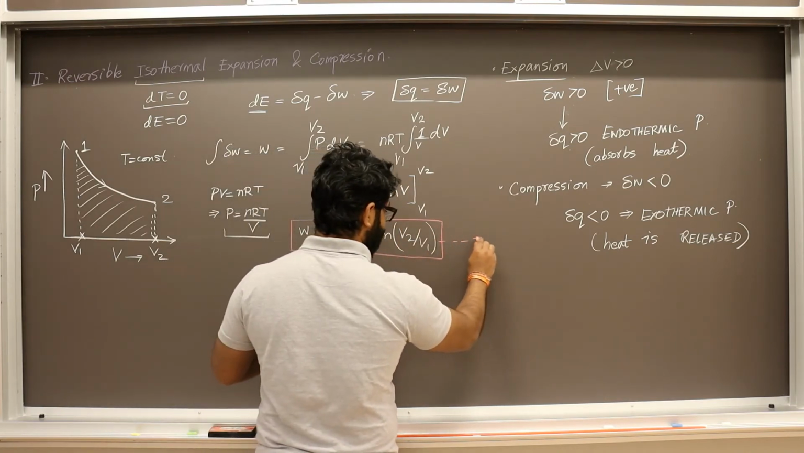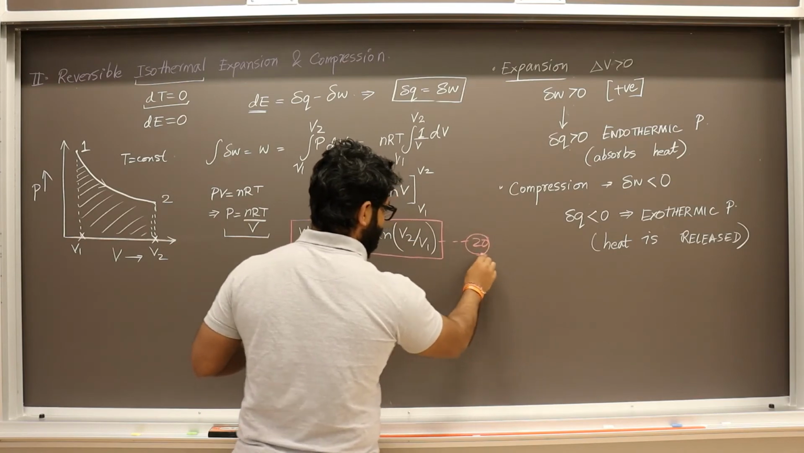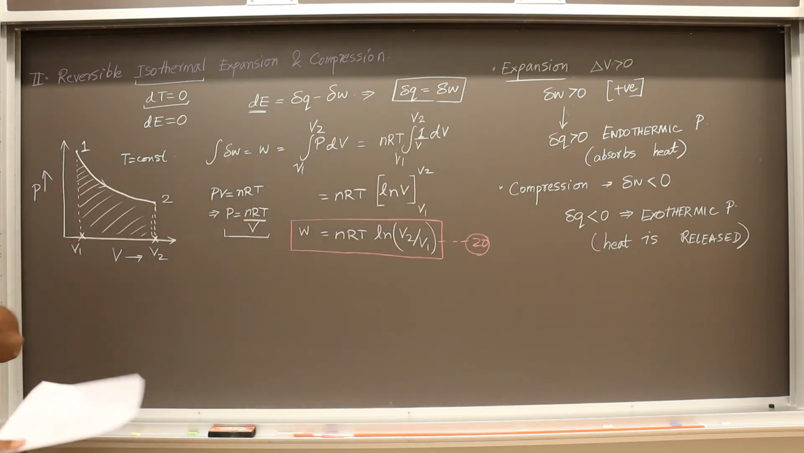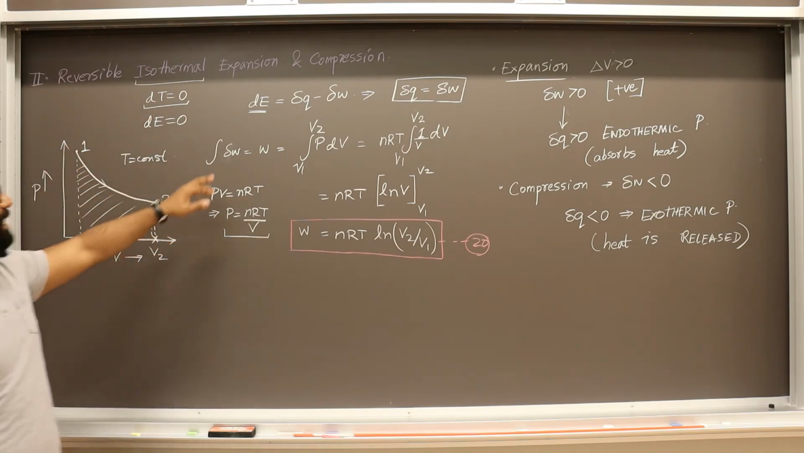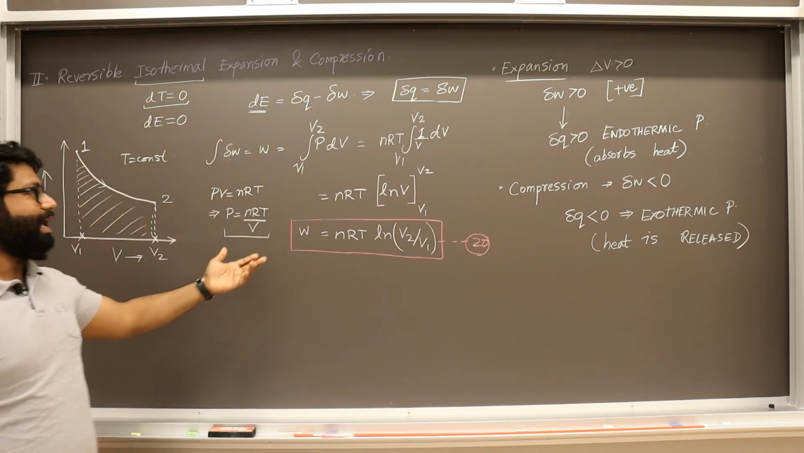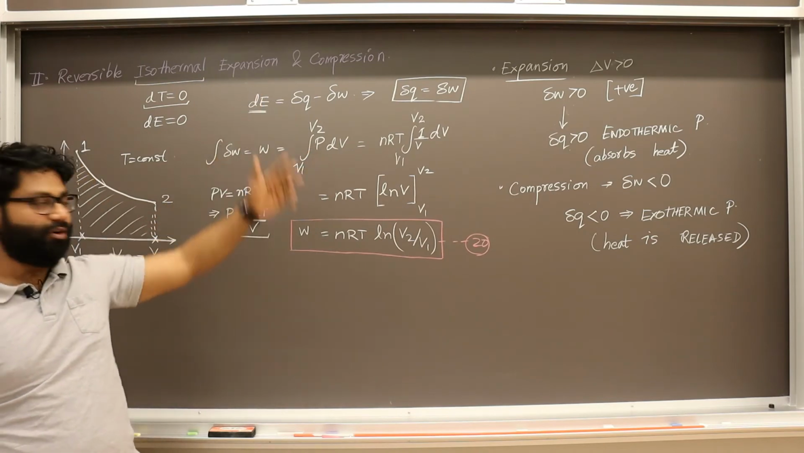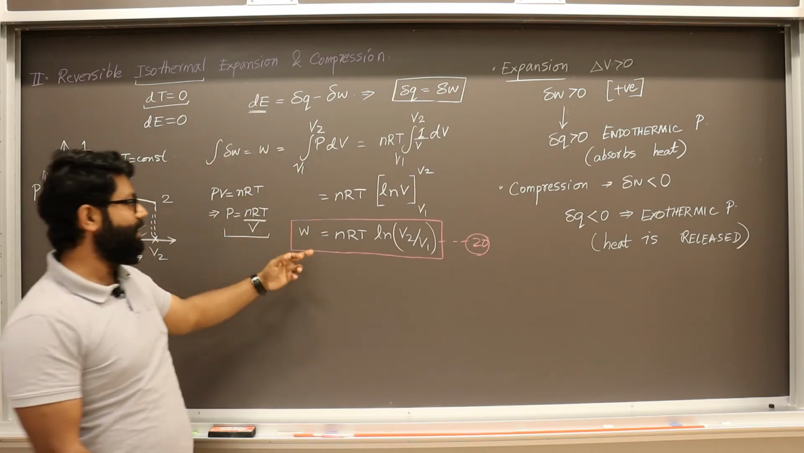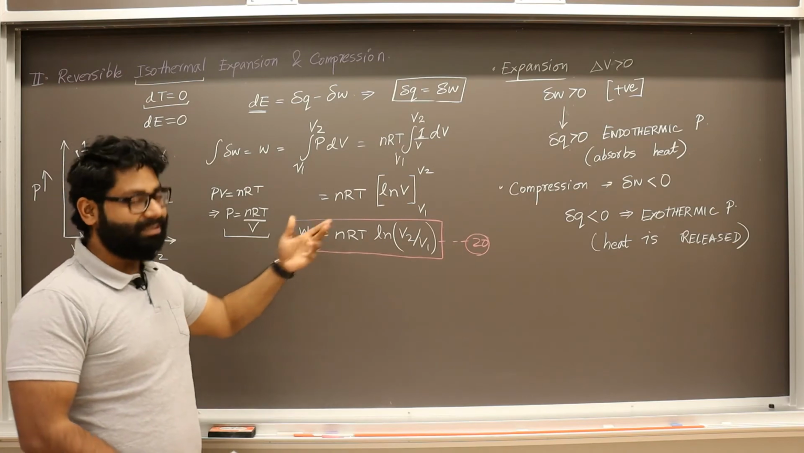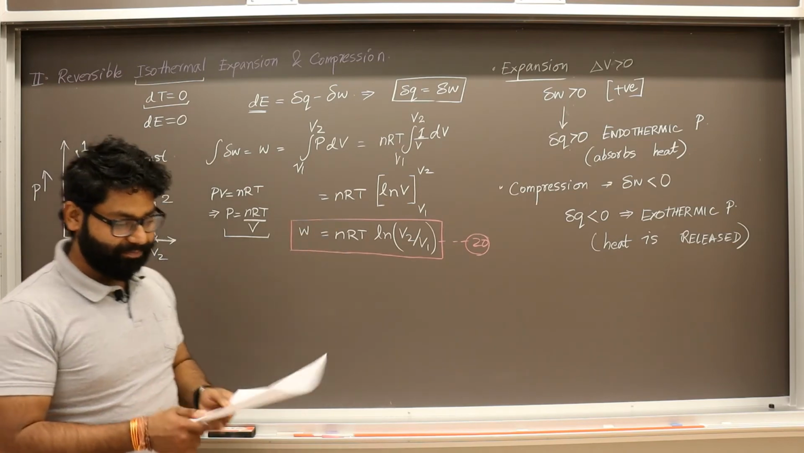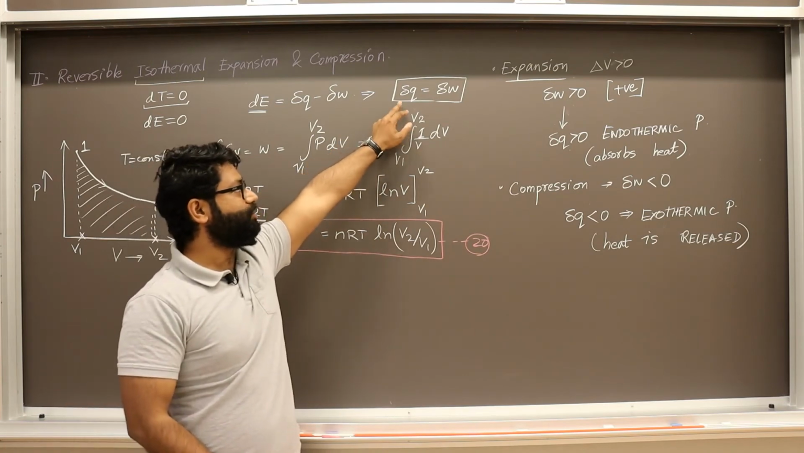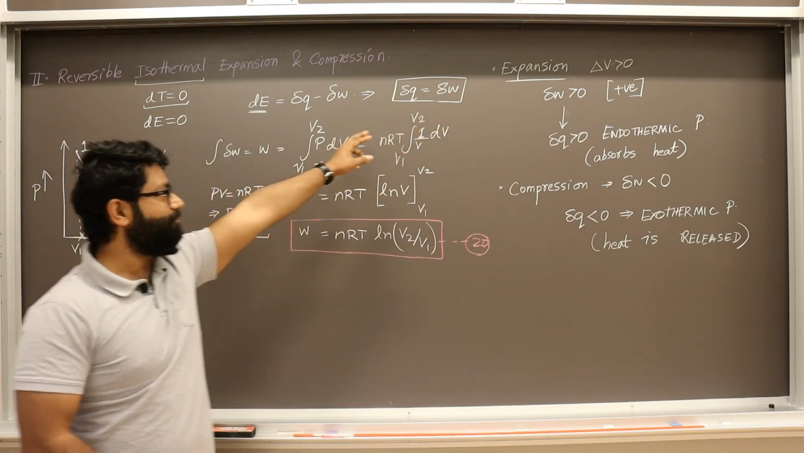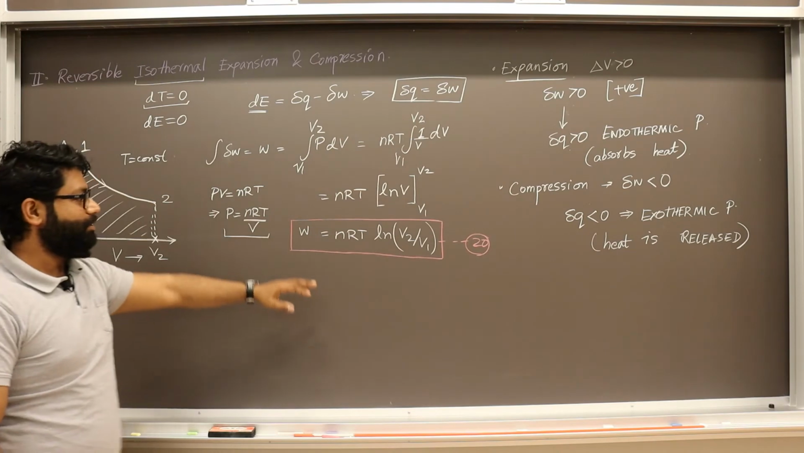Okay, now this is the value of W, and let's call this equation 20. Now, whenever you have an isothermal expansion, dE is 0, but how will you calculate the amount of heat or the amount of work done? Using this equation. If you find W, that will be the same amount as Q. So heat and work, if you calculate one, you can calculate the other using this equation.